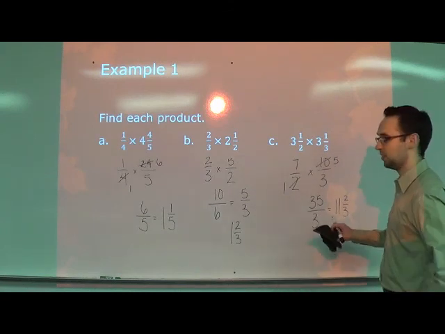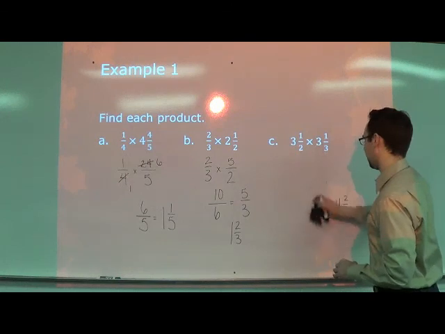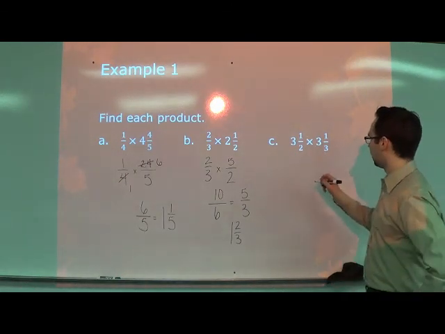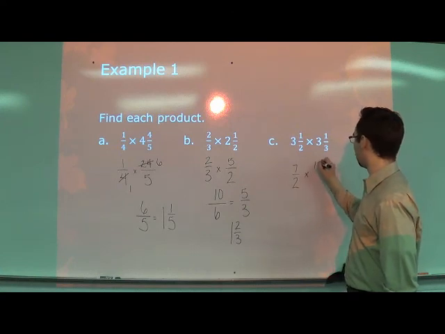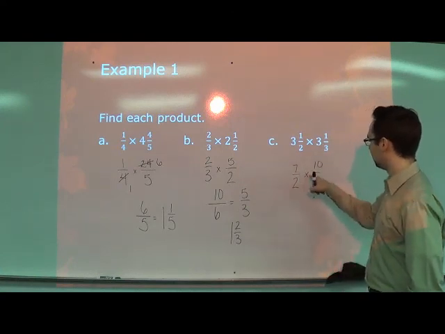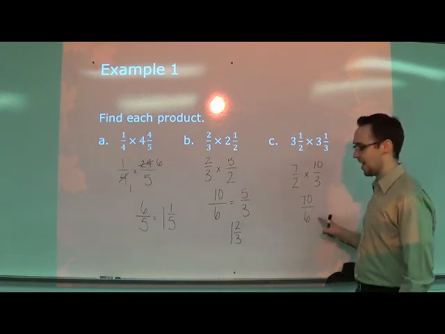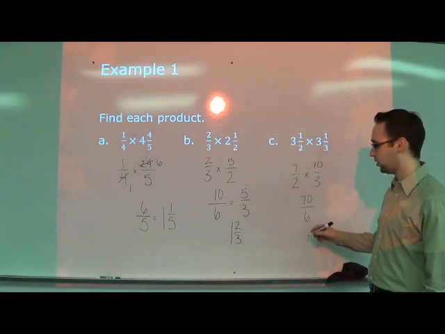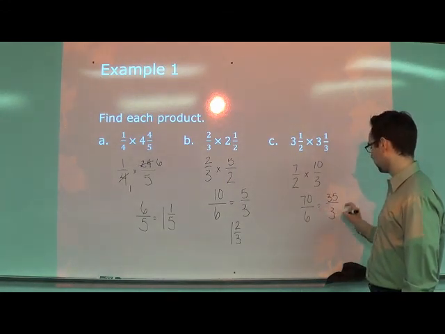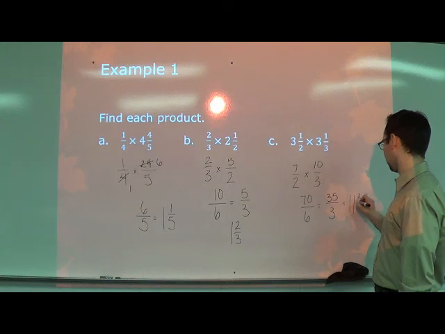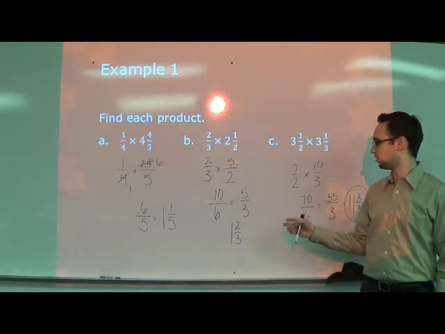Again, let me do the same thing, but without reducing first, and show you that you're going to get the same answer. Again, we had that 7/2 times 10/3. 7 times 10 is 70. 2 times 3 is 6. I have to reduce this. They're both divisible by 2. So I get 35/3. And again, that was the same thing that we had before with 11 2/3. So you're getting the same answers either way.